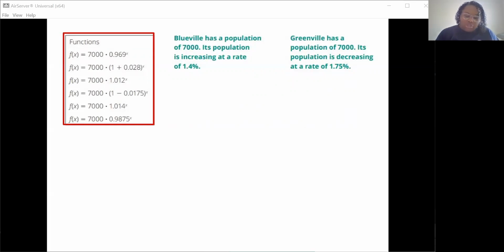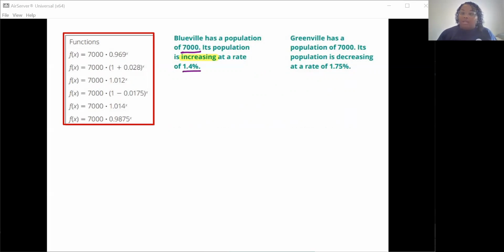Let's go ahead and start off with the first scenario, which is about Blueville. It says here that Blueville has a population of 7,000. So that's our initial value, our a. And the population is increasing. That tells us this is going to be exponential growth because the population is increasing. And that is happening at a rate of 1.4%.